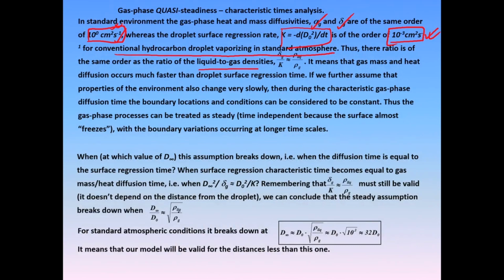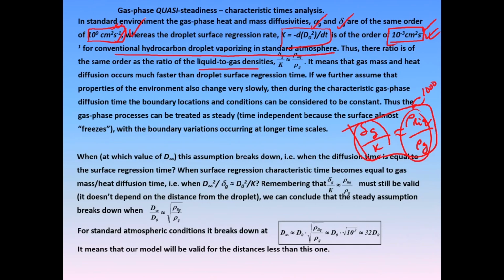So, it essentially means that when you have a disparate density difference like this, rho liquid by rho g, you can readily see over here, because this is of the order of 1000, this is also of the order of 1000, which is very clear from over here. So, the diffusion process is very fast compared to the regression or the surface regression.